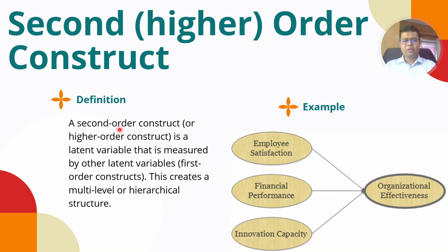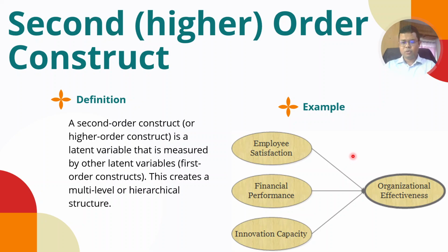So a second order construct, or sometimes called a higher order construct, is a latent variable that is measured by other latent variables, right? I mean the other latent variables, it means the first order constructs. This creates a multi-level or hierarchical structure. So these first order constructs form the second order construct.